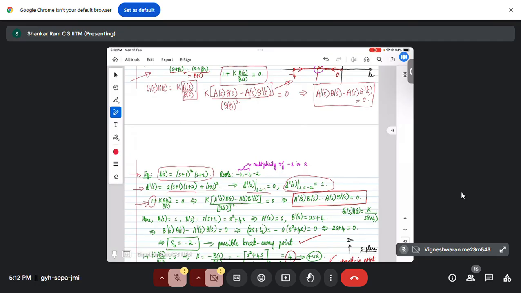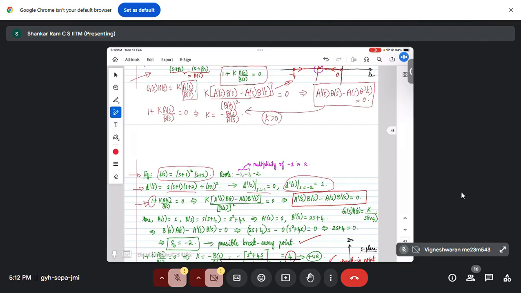But then the best way to check is we come back to the closed loop characteristic equation, which is 1 plus k times A of s by B of s equals 0. From here, we can see that k I can write as minus B of s by A of s. How did I get it? I just took minus 1 to the other side and then cross multiplied, right? So I get this.